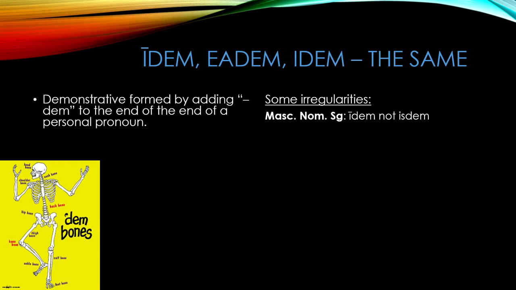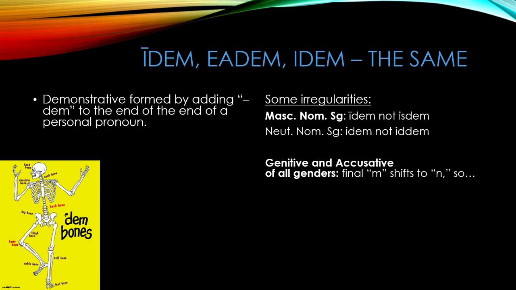You'll see that the masculine nominative is idem, not isdem. Same with the neuter nominative, idem, not ididem, with 2 Ds. In the genitive plural and accusative singular of all genders, the final N shifts to an M, because the Romans didn't like the sound of an M and a D together.